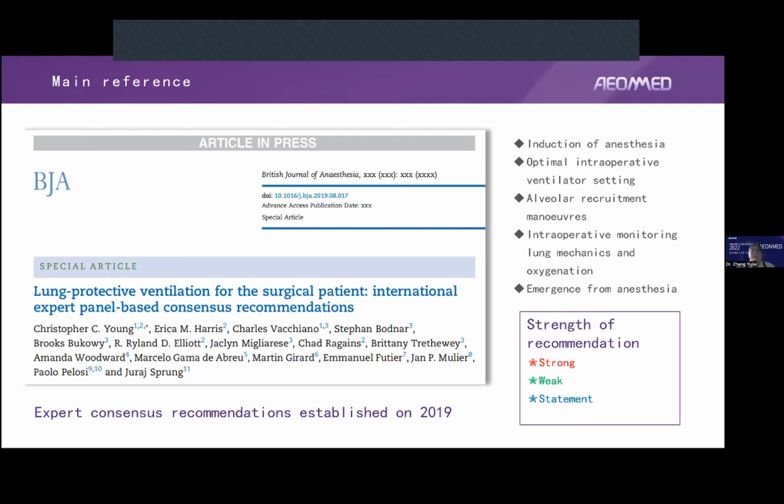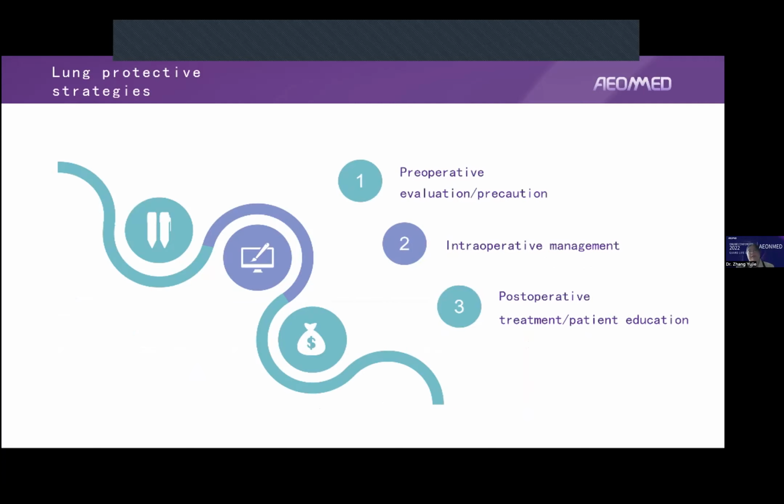Okay. And I reorganized these recommendations by the process of the surgery, so it's easier for us to understand and remember. We need to assess the risk and take precautions before the operation, apply protective management during the operation, which is intraoperative management, and then give treatment and patient education after that. Of course, the second part will be our main concern for this course.